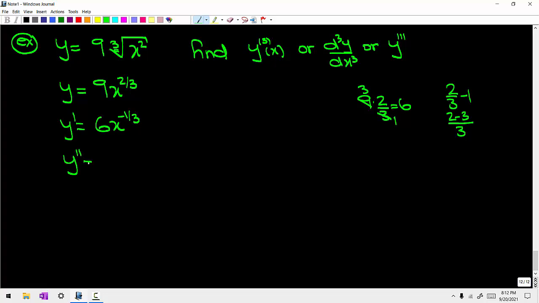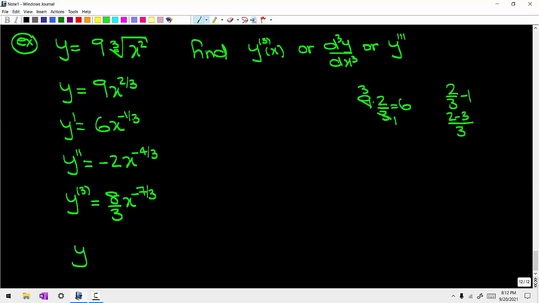You want to take the second derivative now. You bring the negative 1/3 in the front, so that will become a negative 2. X raised to, you decrease that by 1, so you get negative 4/3. Let's take one more derivative. You bring that in the front, so you get 8/3. We get x raised to negative 7/3.